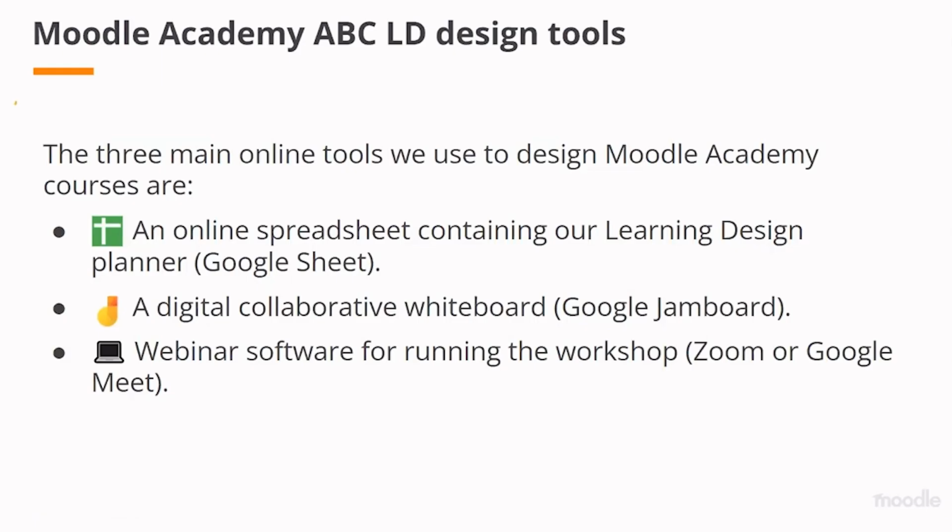We use 3 main online tools to design Moodle Academy courses. In Google Sheets, we have a learning design planner, and that's what we're going to be walking through today in our breakout rooms. We also will take a look at the Google Jamboard, which is a digital whiteboard where we design the high-level learner journey, looking at high-level learning tasks and the learning types they encompass. And we use webinar software to run the workshop, either Zoom or Google Meet.